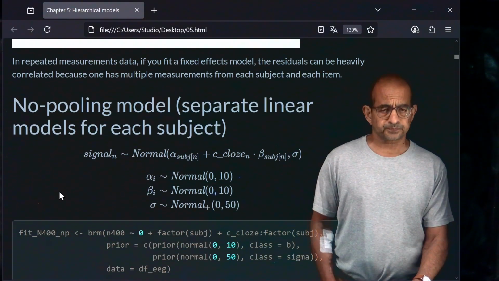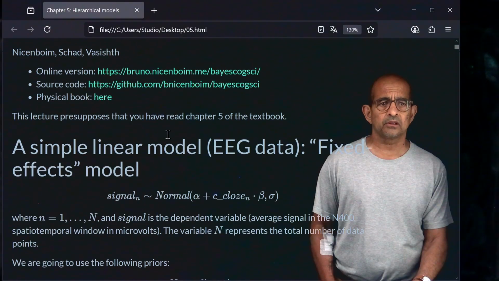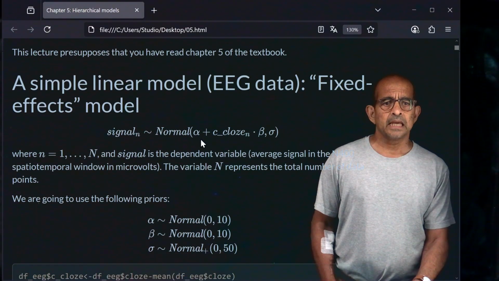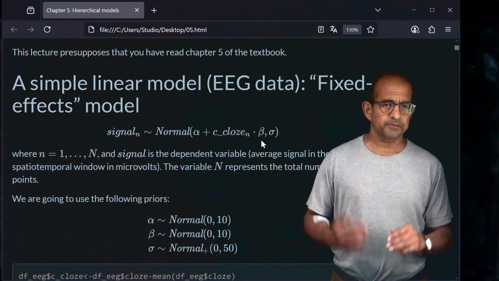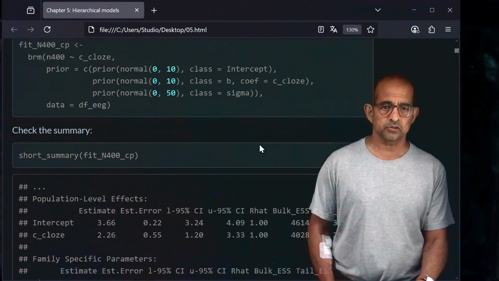Okay, so this is the so-called fixed effects model. It's called a simple fixed effects linear model because we've got this average effect alpha and then the effect of close, which is represented by beta here. So these are just representing averages here. That's why it's called a fixed effects model in the frequentist world, right?